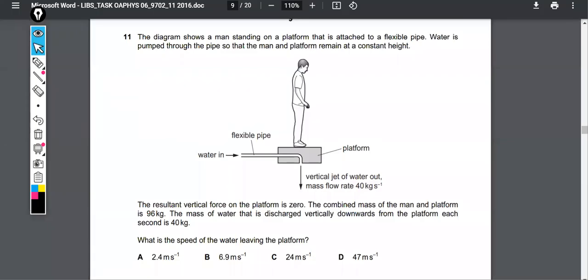All right, in this work example, we're looking at the question: the diagram shows a man standing on a platform that is attached to a flexible pipe. Water is pumped through the pipe so that the man and platform remain at a constant height. So we're not changing our height. There's a little diagram there showing that.